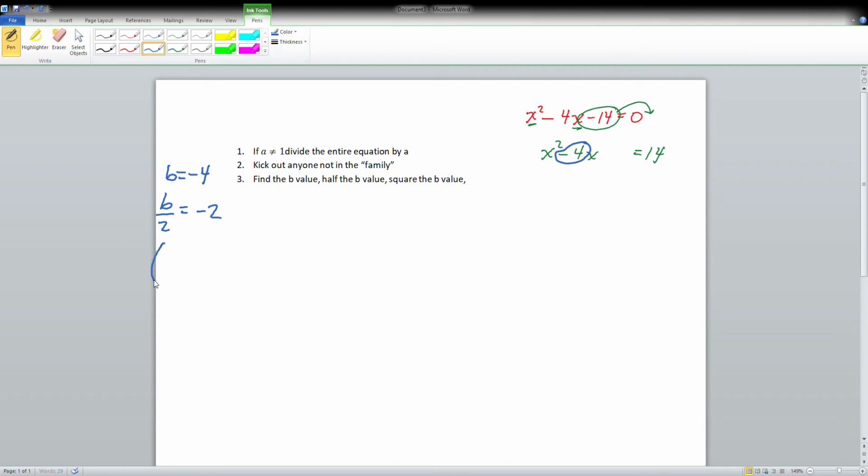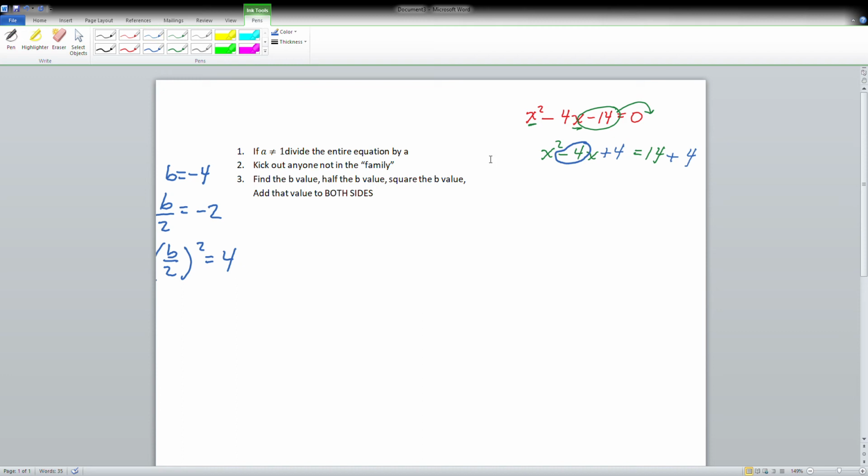So I'm going to take my half b, which was -2, and square it. That's a +4. Now remember, anytime you square something, it becomes positive. You're going to add that value to both sides. So this is why I left a little space here. I'm going to come in and write +4 and +4.